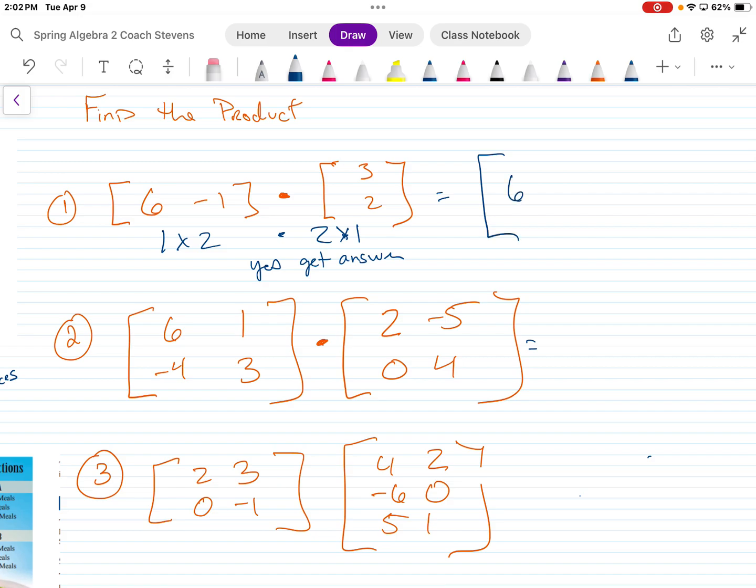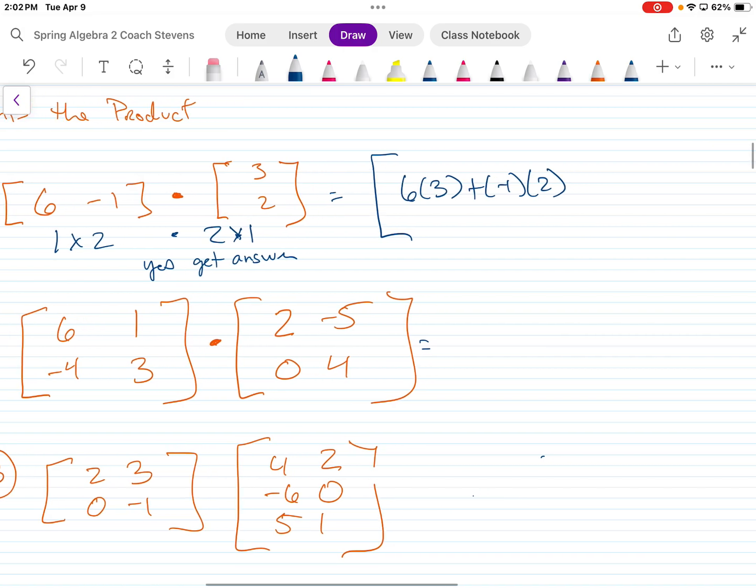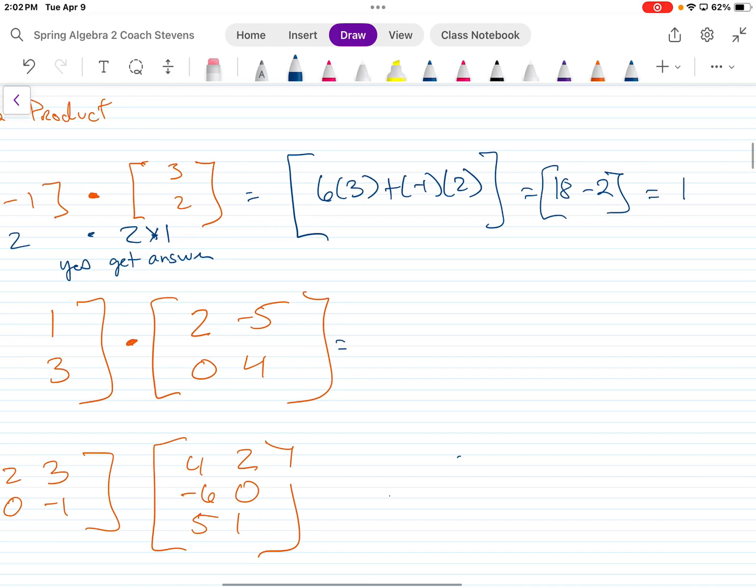So that would be 6 times 3 plus negative 1 times 2, which is 18 minus 2, which gives me a whopping 16.